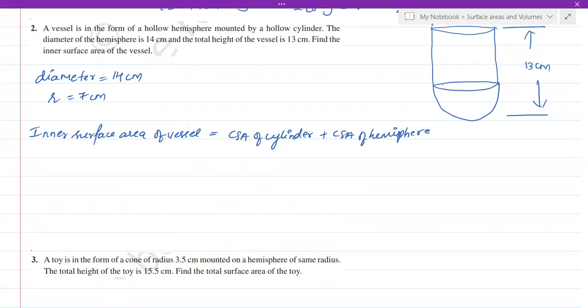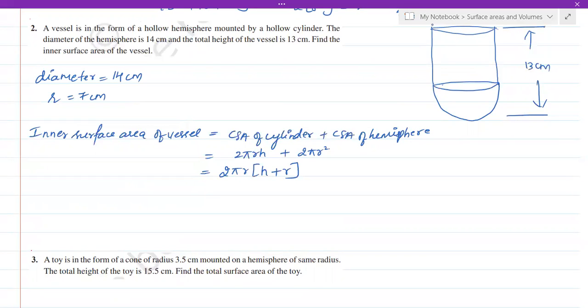Now CSA of cylinder is given by the formula 2πrh and CSA of hemisphere is given by the formula 2πr². Now remember, before substituting the values, we must take common. So here 2πr is common, (h + r) is left out.